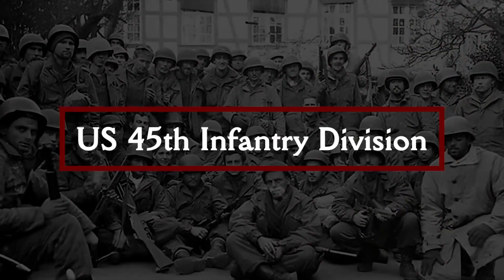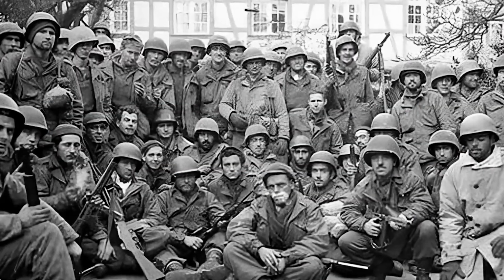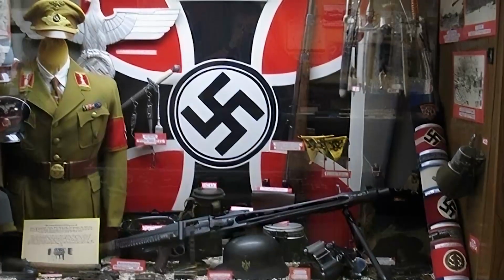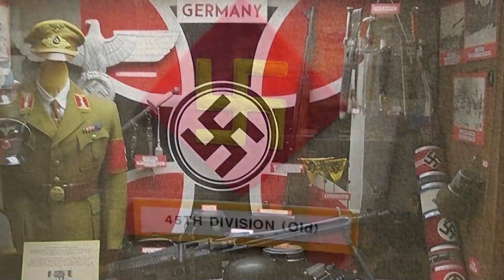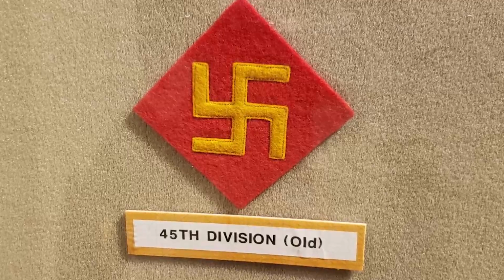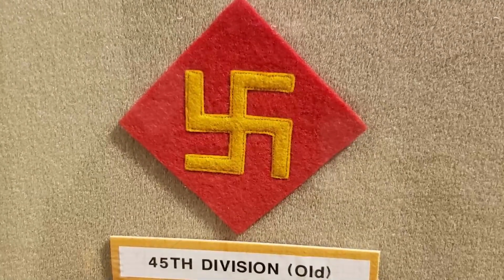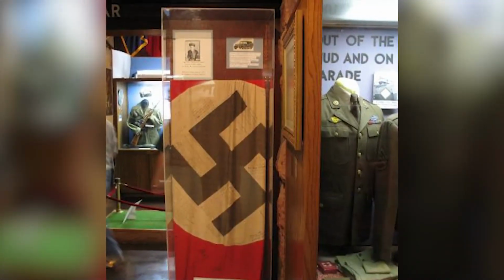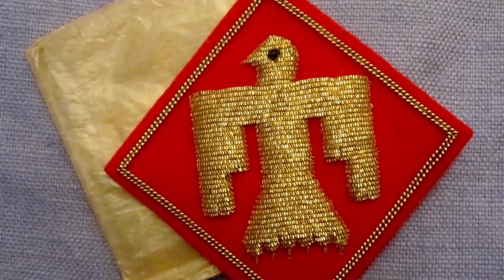US 45th Infantry Division. Another fascinating fact is that the US 45th Infantry Division used a swastika as their insignia before World War II. However, that changed quite rapidly. Expanding on this, it's worth noting that the symbol was chosen for its Native American connotations. At the time, the swastika was seen as a symbol of good luck and well-being among several Native American tribes, and its use by the 45th Infantry Division was meant to honor their heritage.